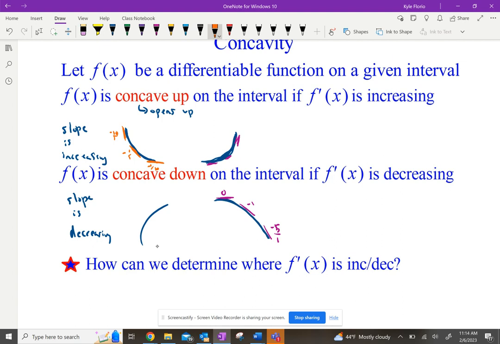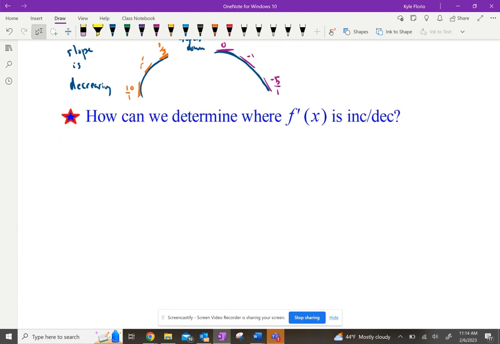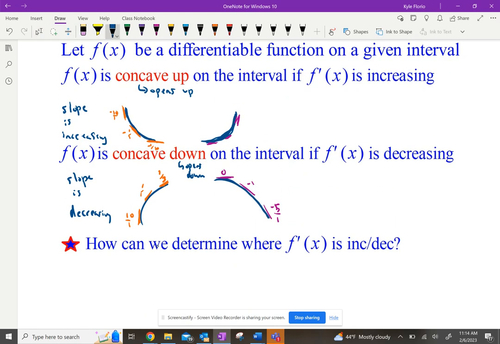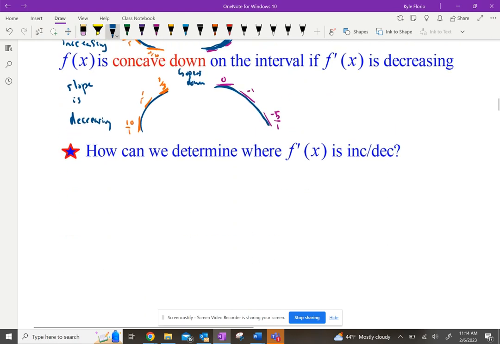I understand the function is increasing, but the slope's increasing super fast in the beginning. That slope looks like maybe 10 over 1, but then it's starting to flatten out. Now the slope's like 1 over 1, and then it's getting closer to maybe 1 over 3 or something like that. So the slope is getting smaller and smaller. That's what we call concave down, it opens down. All right. So how can you determine if the derivative is increasing or decreasing? Because that's what we call concavity.